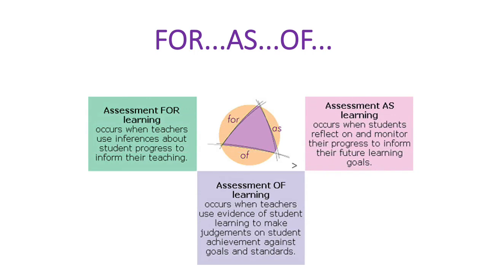So let's look at our assessment for, of, and as learning. Assessment for learning is when we use inferences about the student progress to inform our teaching. So we're going, the children need more work on these sounds, so therefore I'm going to build that into my planning. Assessment as learning is when the students have more agency and they're monitoring their own progress.